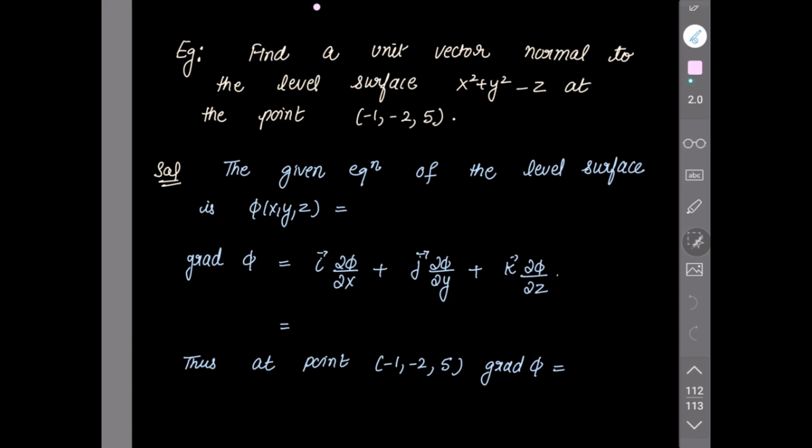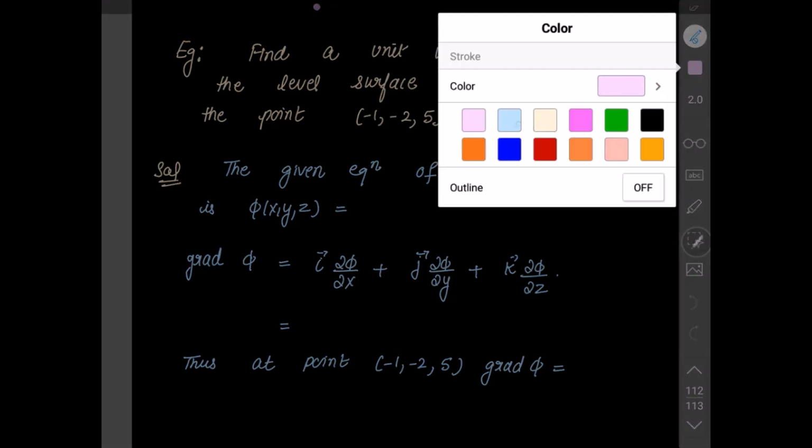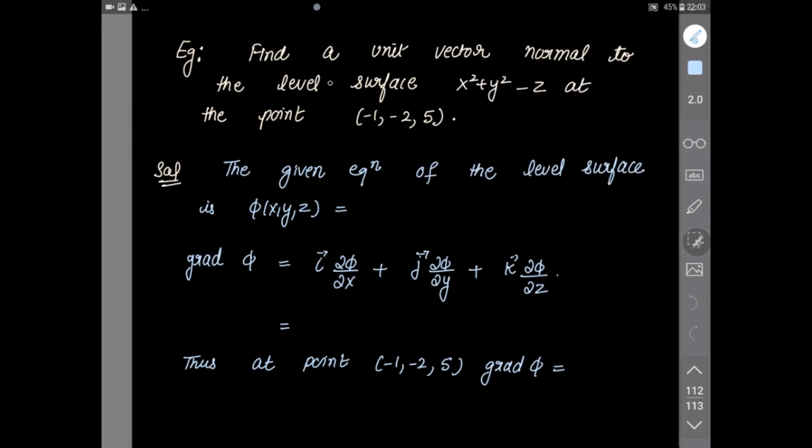Find a unit vector normal to the level surface x square plus y square minus z at the point -1, -2, 5. Now the level surface is given to you. You have to find the unit vector normal to this level surface. First we have to find the vector that is normal to the level surface, and from that vector we calculate the unit vector, right?